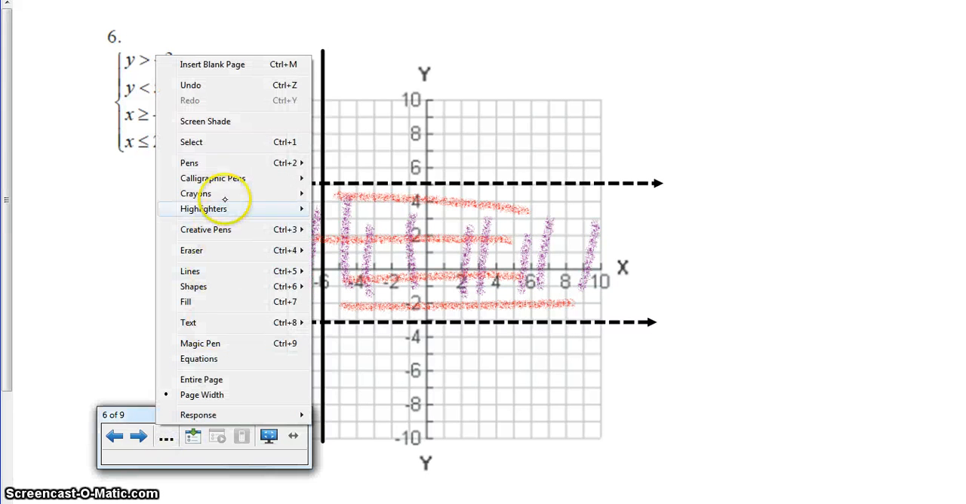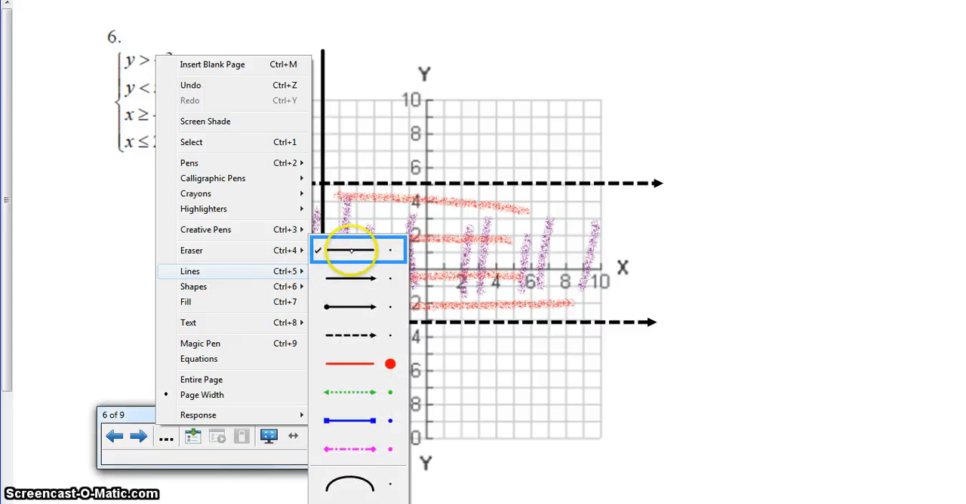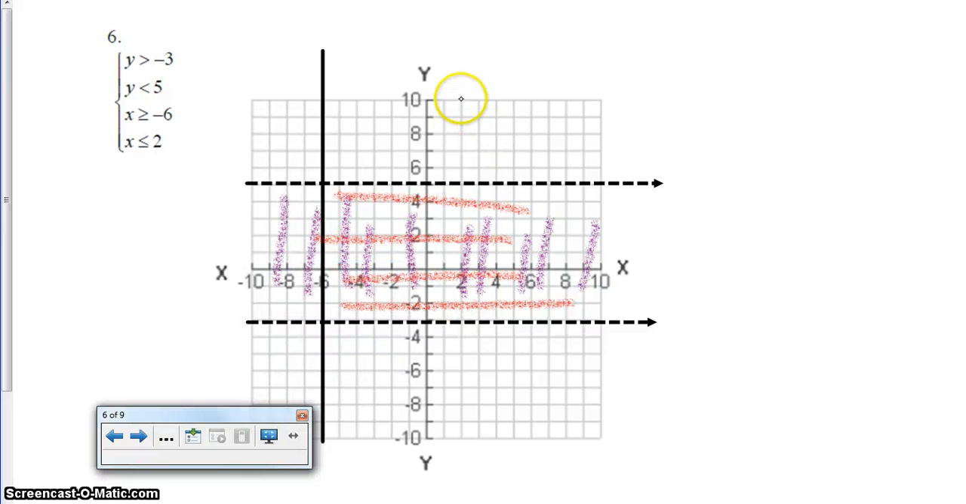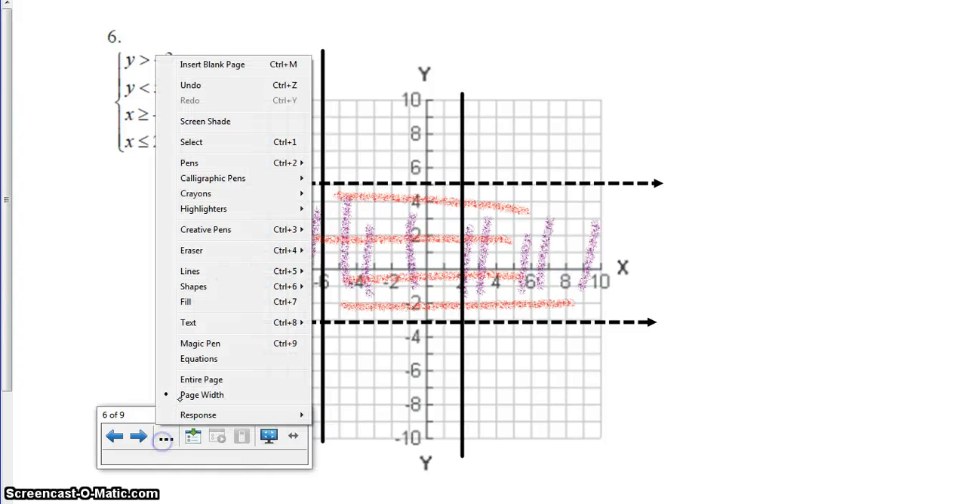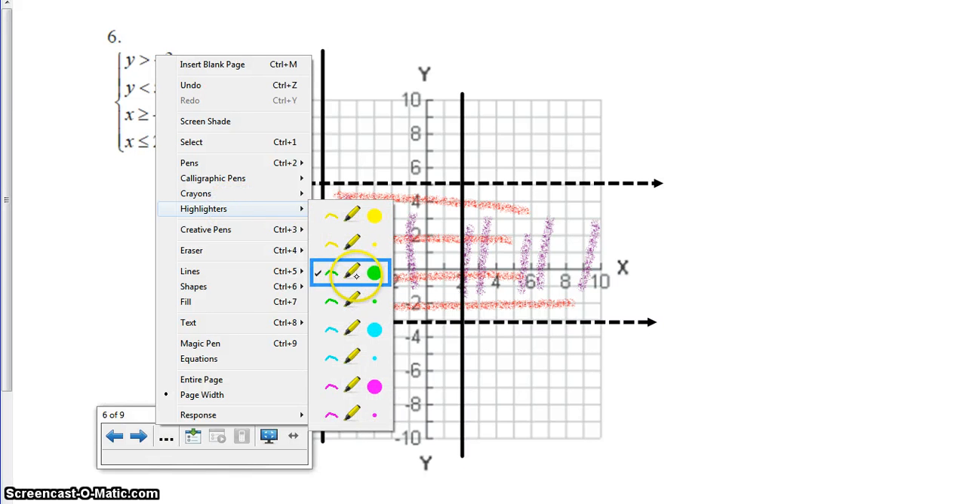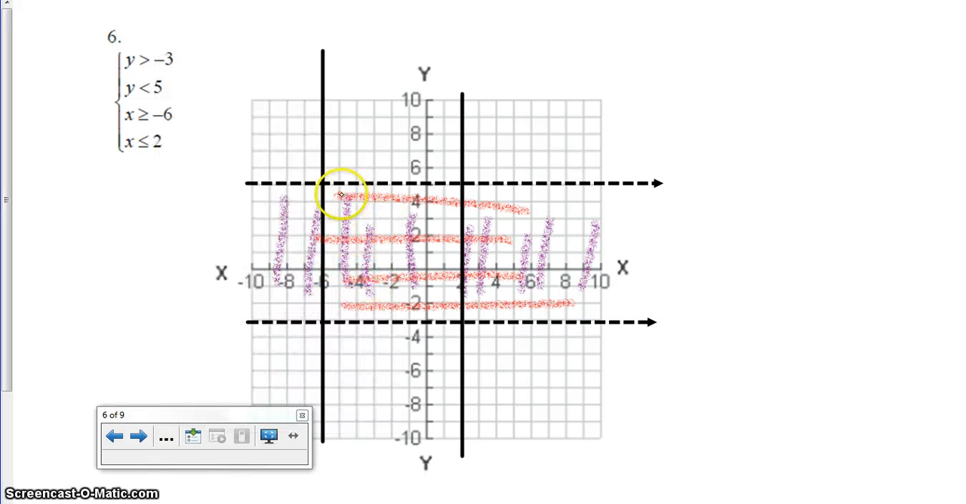Oh, but wait a minute, x less than 2. Okay, so here it is. And where are the values that are less than 2? Oh, Mrs. Rose, I see them, so just go ahead and use the highlighter, Mrs. Rose. This is my feasible region. This is where all of my solutions lie. All of my solutions lie in this little rectangle.